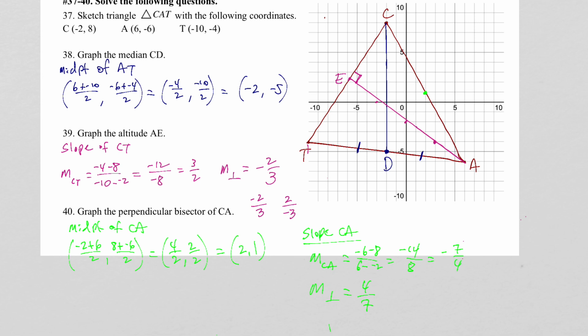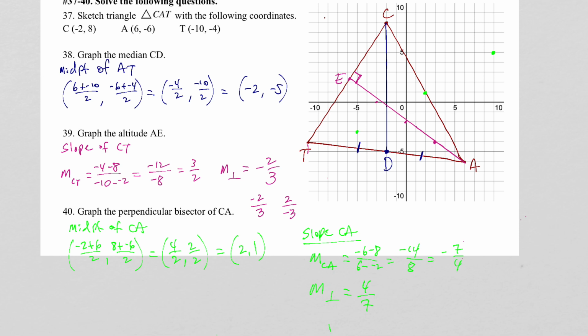So starting from this point, I'm going C, the perpendicular of CA. So starting from this point, I'm going to rise 4, 1, 2, 3, 4, and I'm going to run 7. 1, 2, 3, 4, 5, 6, 7. And there's my point. Might be easier to do one on the other side as well. So I'm going to go down 4, 1, 2, 3, 4, and I'm going to go 1, 2, 3, 4, 5, 6, 7, and I'll put a point there.